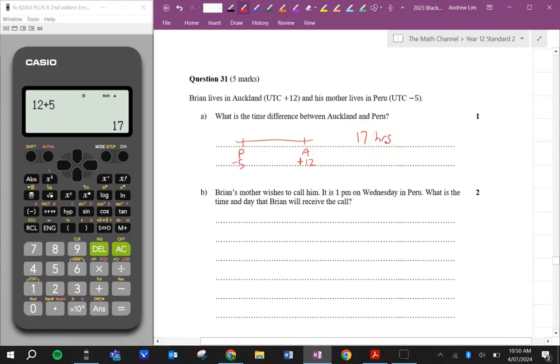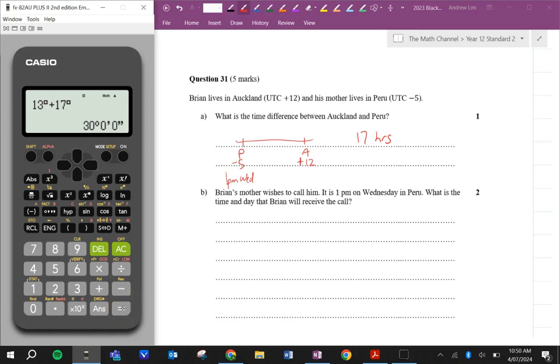Brian's mother wishes to call him. It is 1 p.m. on Wednesday in Peru. What is the time and day that Brian will receive the call? So it's 1 p.m. Wednesday in Peru. So we've got 1 p.m., which is technically 1300 hours. So that's like 13 o'clock if you wanted to think about that. I'm going to add 17 hours to that.